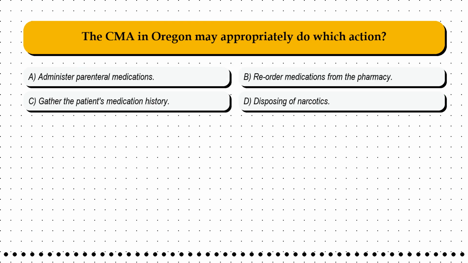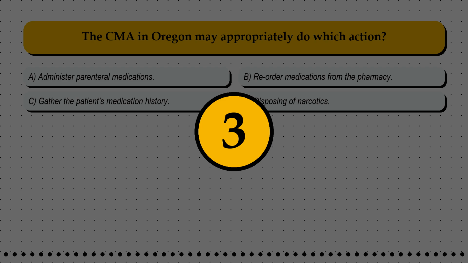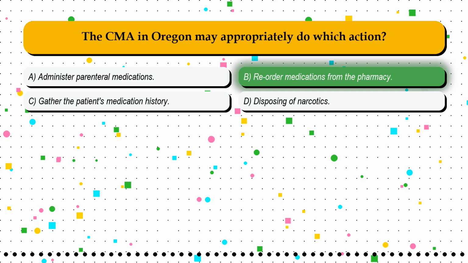Question 341. The CMA in Oregon may appropriately do which action? Option A. Administer parenteral medications. Option B. Reorder medications from the pharmacy. Option C. Gather the patient's medication history. Option D. Dispose of narcotics. The correct answer is option B. Reorder medications from the pharmacy.